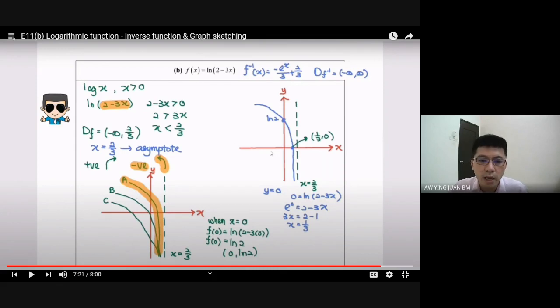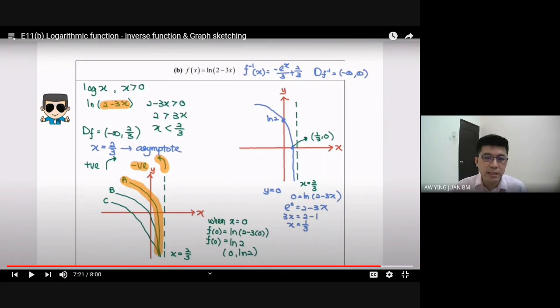Next we draw the xy axis. First, there is the asymptote. Then we already know our graph must go towards the left because negative infinity until 2/3. To know whether it is A, B or C, we substitute when x equals 0 and we get ln 2. So here we know the value of y is positive, so we are in situation A. From here it passes the x-axis and then passes the y-axis. So this is the ideal graph.